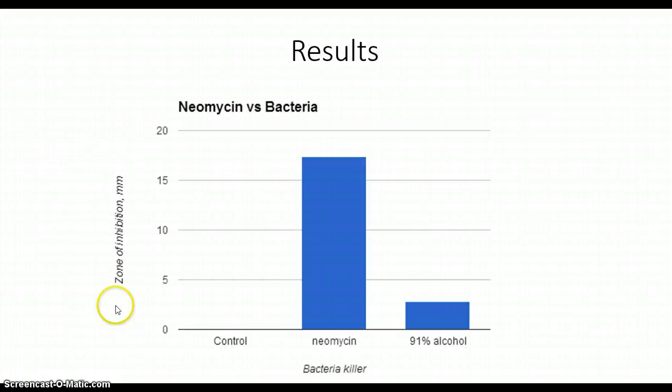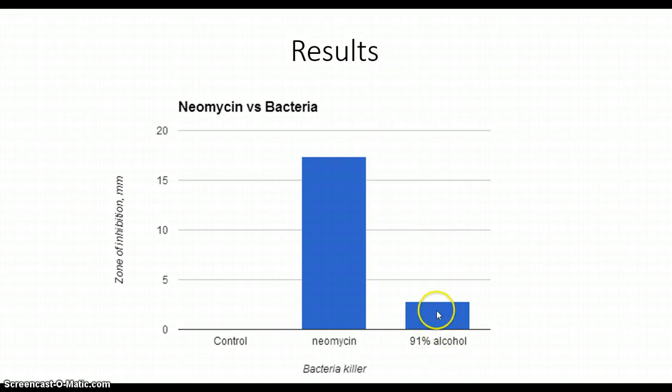And when you talk about results, you should have a graph that shows what happened, and you would talk about what it means. For instance, in the control, there is no bar, meaning that there was zero zone of inhibition, meaning that the bacteria grew right over the piece of paper. None of the bacteria were killed. Compare that to neomycin, which had a zone of about 17 millimeters, meaning that there was a clear zone between the disc and where the bacteria started to grow.